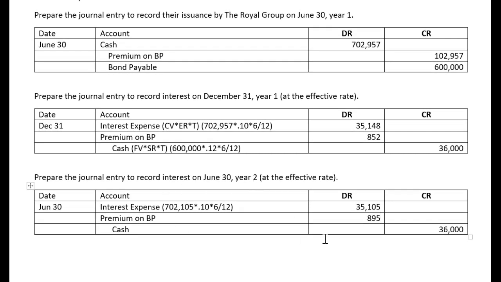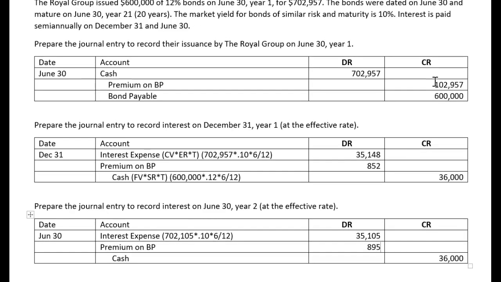And this would continue on. What would happen is this premium account over the 20 years would eventually go to 0. And once it hits 0, our carry value would equal that $600,000 so that we can pay off the bond at the end of the life. So I hope this helps you a little bit understand how to journalize some of the entries for a bond payable.